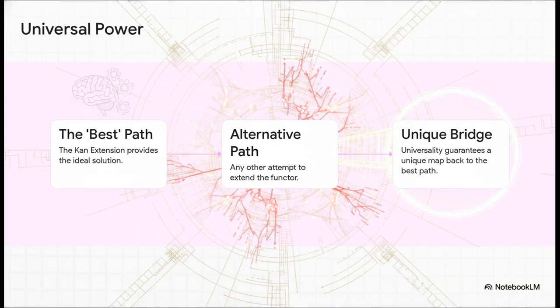This breaks it down perfectly. The Kan extension gives you the best path, the ideal solution. Now, say you try to solve the problem some other way, you've just created an alternative path. Well, that property of universality guarantees that there is one and only one way to connect your alternative path back to the best one. It's an incredible organizing principle.